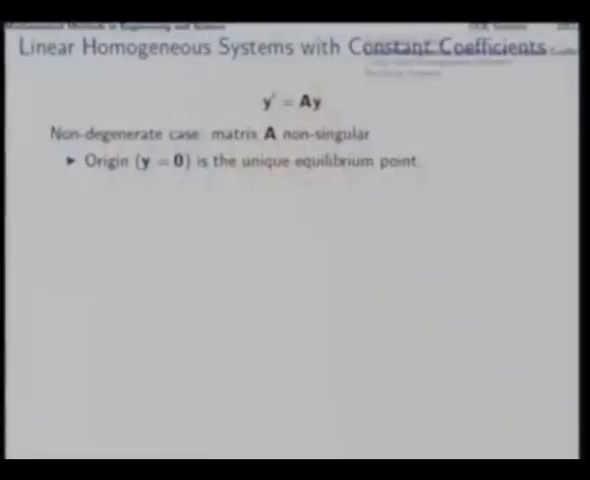So, with this understanding that we are discussing only that case in which the matrix A is non-singular, that is, any degeneracy has been handled at the formulation stage itself, we will find that with this non-singular A, the only way the right hand side can be 0 is at the origin, at y equal to 0. So, for this linear homogeneous system with constant coefficients, the origin is the unique equilibrium point, that is, the only equilibrium point or critical point. So, all that we need to analyze is the immediate neighborhood of the origin.